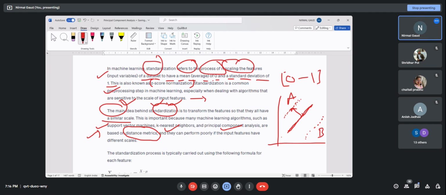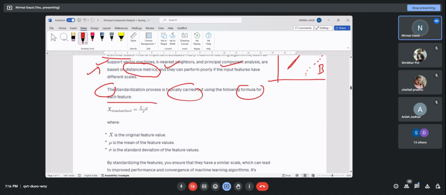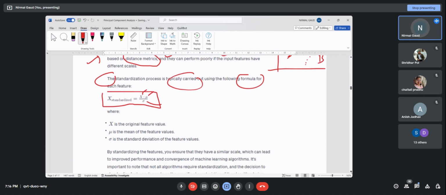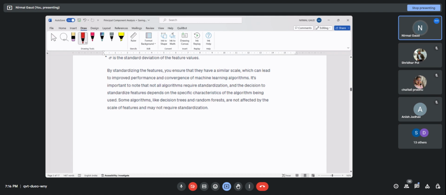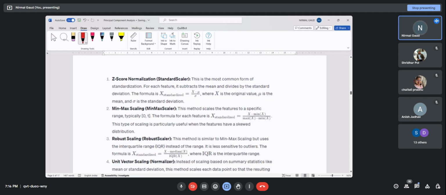So when you are dealing with these algorithms, kindly apply scaling. All right. Now the standardization process is typically carried out with this formula: x minus mu by sigma. I already told you about this, value minus mean divided by standard deviation. This is the general formula for standardization, called z-score normalization or standard scaler.